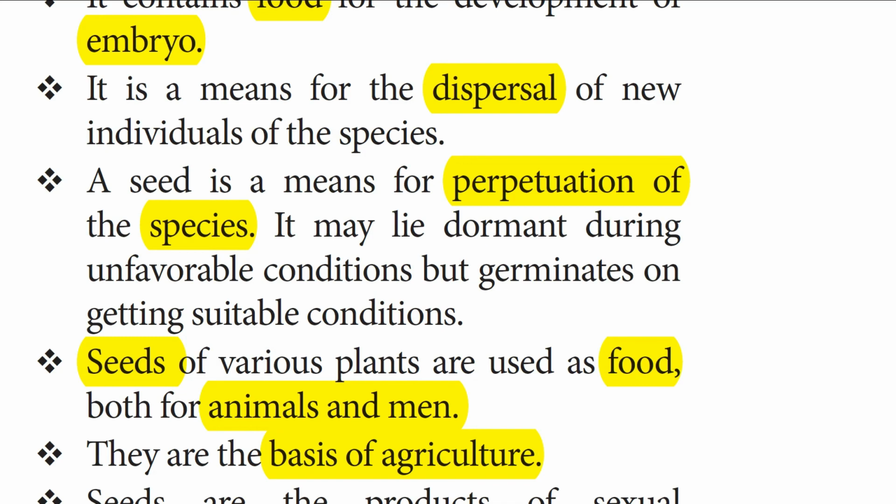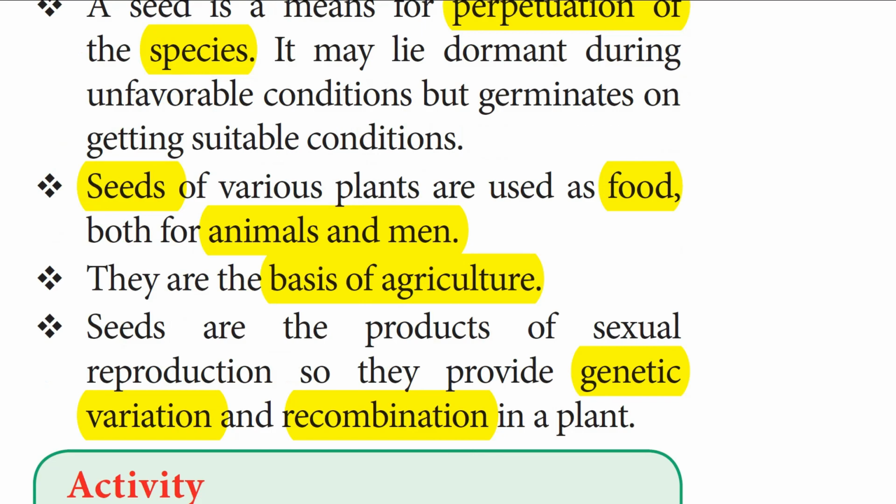The embryo will remain dormant inside the seed under the unfavorable condition, and it will germinate once they receive the suitable conditions. And the seeds of the various plants will store the food for both animal and men. And seeds becomes the basis of agriculture. With the seeds only, agriculture can happen. Raising of the food crops can be done with the help of the seeds. The seeds are the products of the sexual reproduction, and so they provide the genetic variation as well as recombination in the plants. New varieties of plants are produced with the help of the sexual reproduction by means of the seeds.